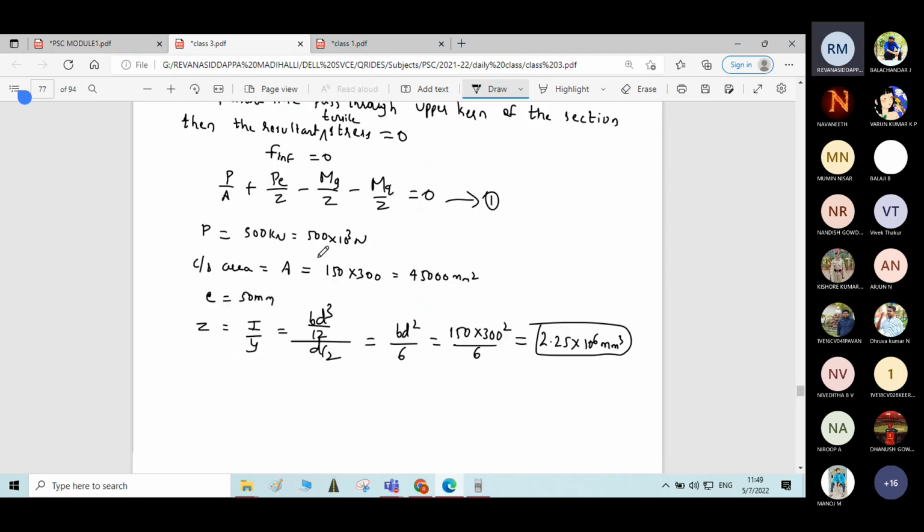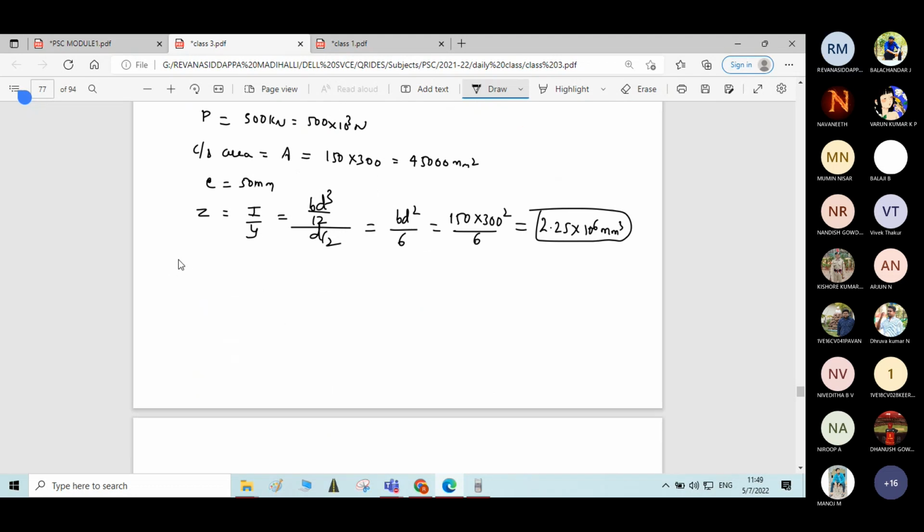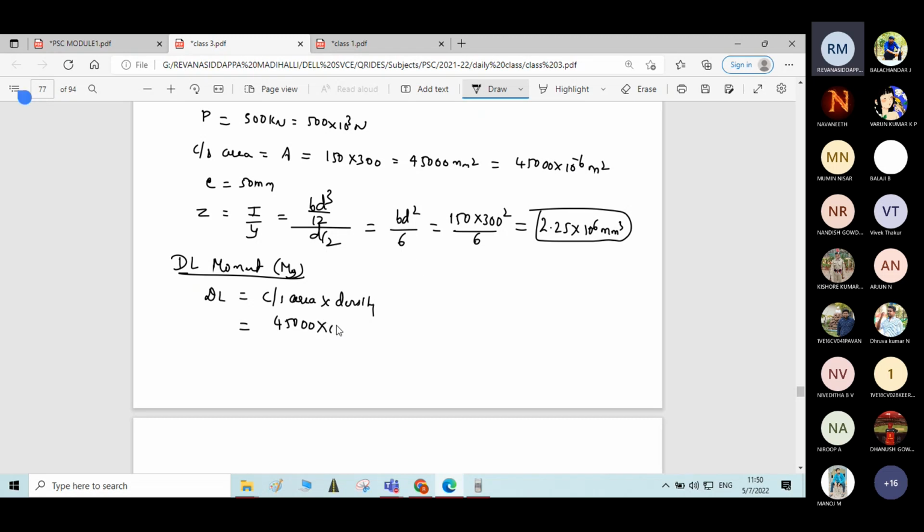Then what else is required? Moment due to dead load, Mg, is required. First you calculate the dead load intensity. Dead load is equal to cross-sectional area times density. Cross-sectional area is 45,000 mm square, nothing but 45,000 into 10 power minus 6 meter square. Density of concrete is 24. So dead load intensity Wg is equal to... we will get it as 13.5 kilonewton. Sorry, it is 1.08 kilonewton per meter. 1.08 kilonewton per meter is the dead load intensity.